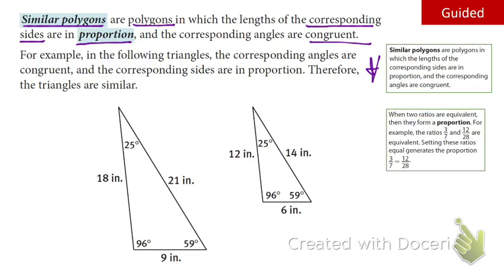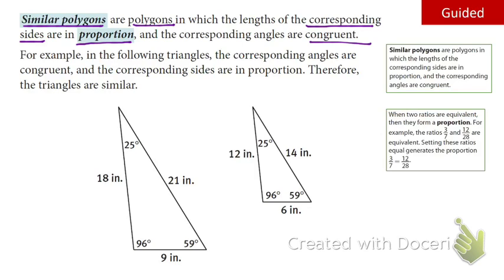Now, it says here in our side notes, when 2 ratios are equivalent, then they form a proportion. For example, the ratios 3/7 and 12/28 are equivalent. Setting these ratios equivalent generates the proportion. Therefore, these 2 triangles, being that their angles are congruent, then their side lengths are also in proportion. So let's take a look at the corresponding sides of both of these shapes.